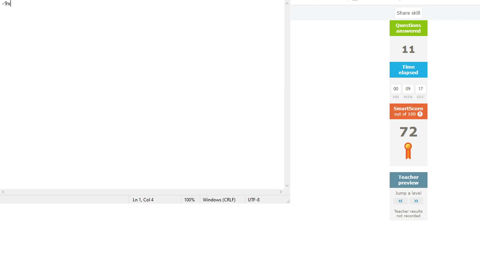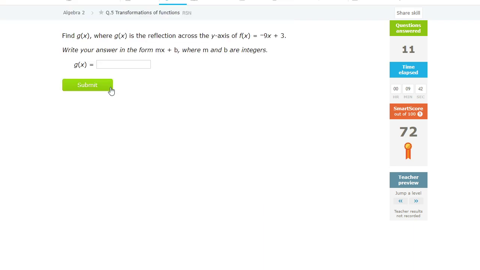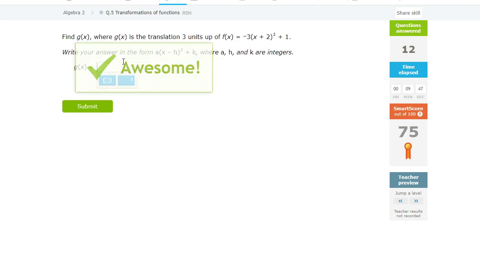Okay, so here's what I have. Negative 9x plus 3. If I'm reflecting over the y-axis, that means you're making the x inside, like this, negative, okay? And then if I have negative 9 times negative x, well then those will just become positive. But the plus 3 was left alone. You didn't touch it. Okay, so then this would be the equation of this, 9x plus 3.